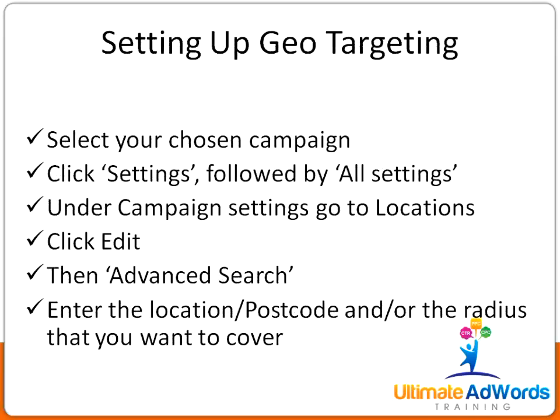So to set up geo-targeting, you do this within the Settings tab of your chosen campaign. And within that you go to Locations, then Edit, Advanced Search, and then you enter your location, postcode, and/or the radius that you want to cover. So if you need to be very specific in the area that you're targeting, then you can just put in that area, or you may decide that a 10 or 15 mile radius of where you are is absolutely fine, and you can do both.